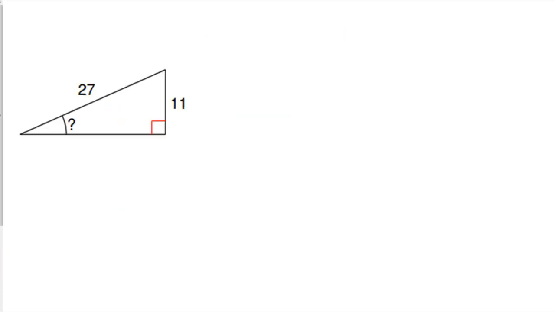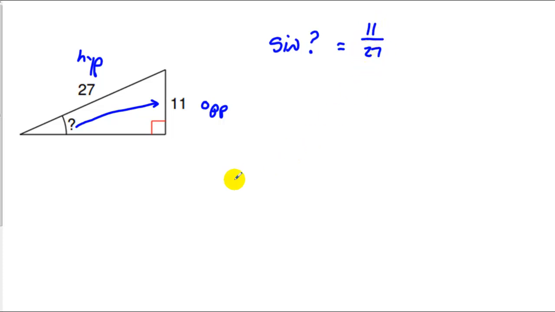Now we have a situation where we're actually looking for the angle. And what we notice is we have, once again, our opposite side here. And this is opposite the right angle, so this is our hypotenuse. And we know the ratio that uses opposite and hypotenuse is sine, so we're going to say the sine of our angle, call that question mark, is equal to 11 over 27, because that's the opposite over the hypotenuse.